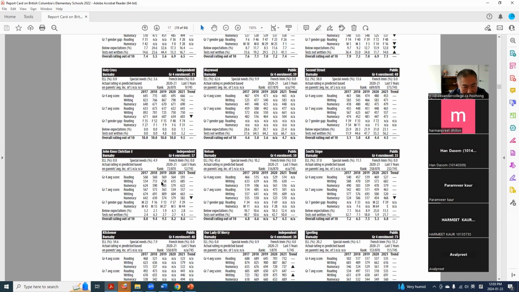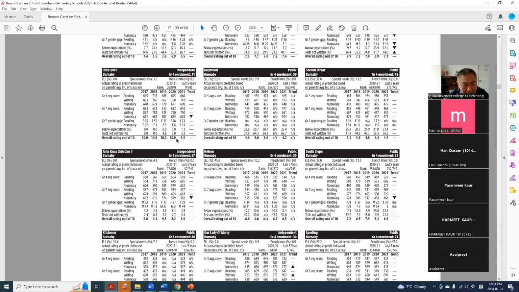You have the ranking. The lower the number, the better the school. So here, Holy Cross ranked number 26. This one, John Knox Christian, it's not bad. 72, top 100. Seems the independent schools are doing really well, better than public schools.